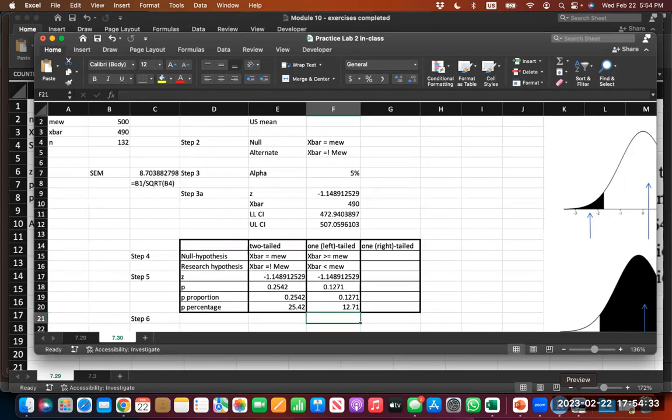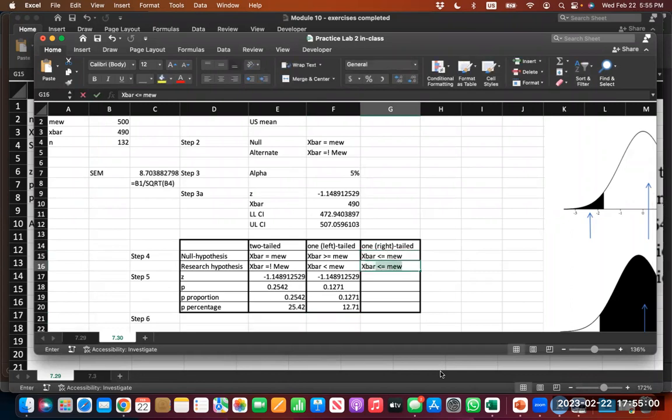So again, the research hypothesis points the direction in which you're interested. So now here it's actually negative. So I'm not going to make that mistake again. So we are now here. We're taking the probability, this area under the curve, everything to the left of minus 1.14. If we do this for right-tailed, we have the opposite direction.